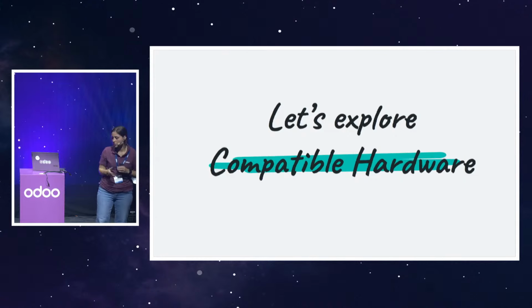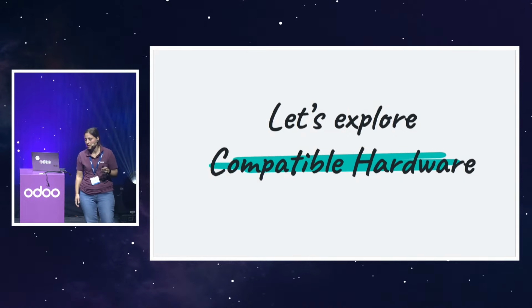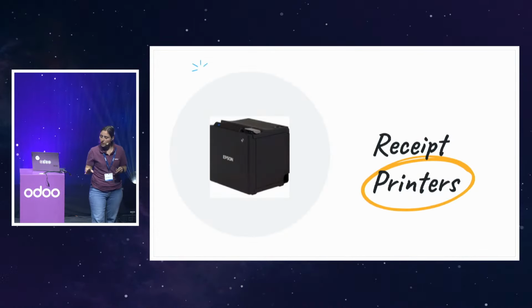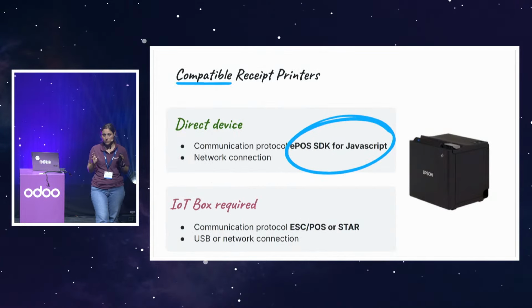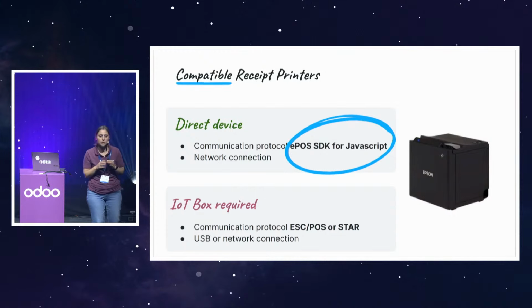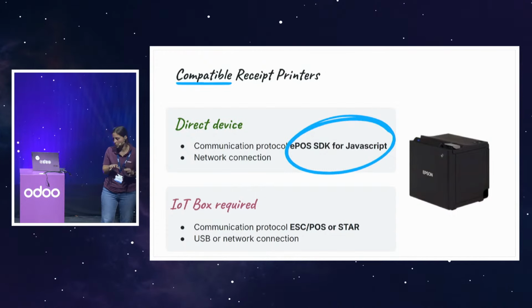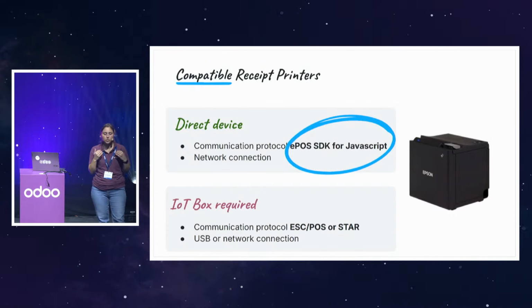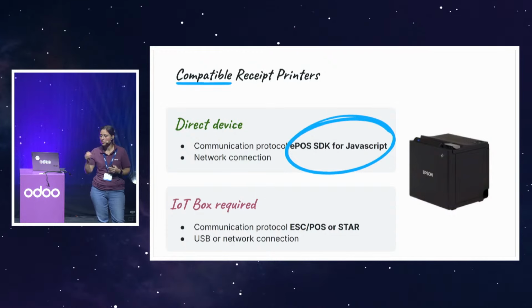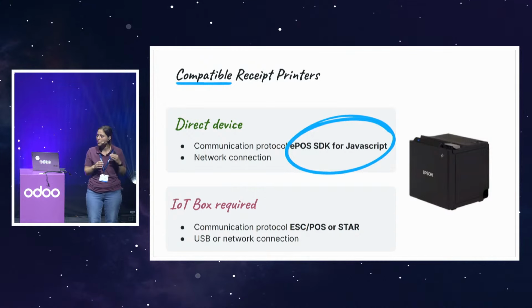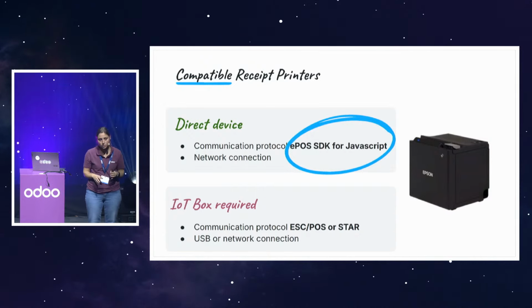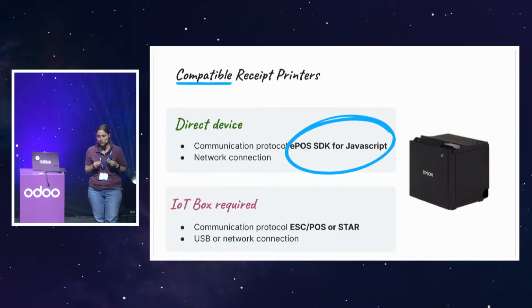Good. So let's jump now into the compatible hardware. So we have the topic of receipt printers. So what you need to know here is that you have three protocols to know, okay? If you want to go for a direct device, we work with Epson printers, and as long as it follows the ePOS SDK for JavaScript protocol, it's going to work without an IoT.